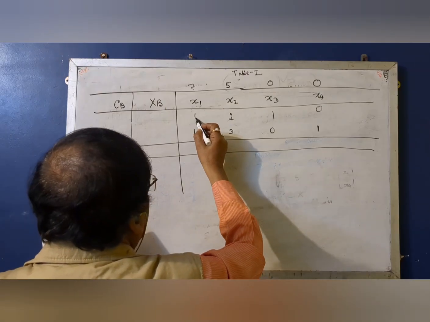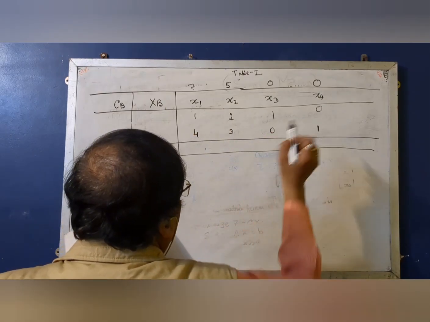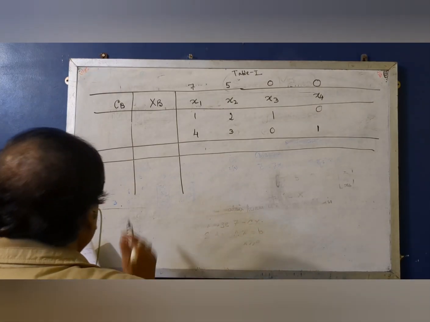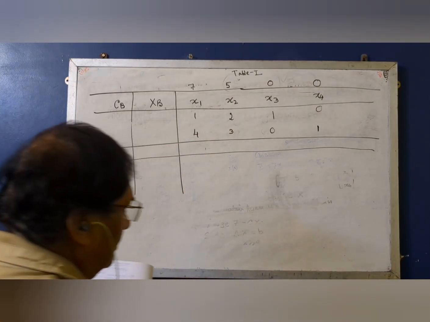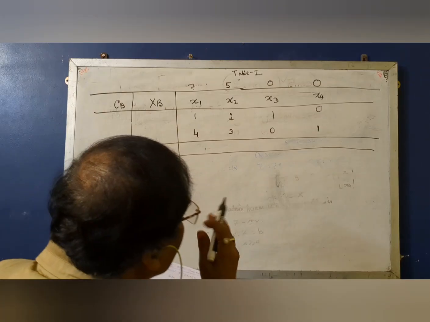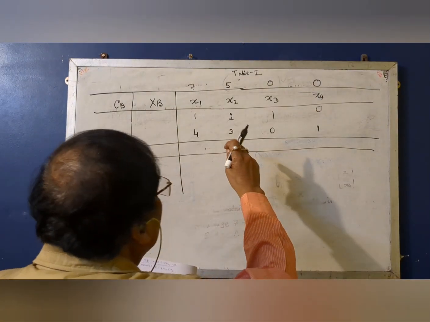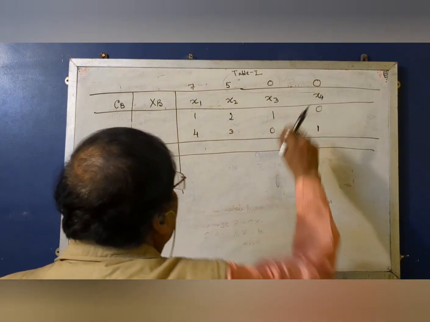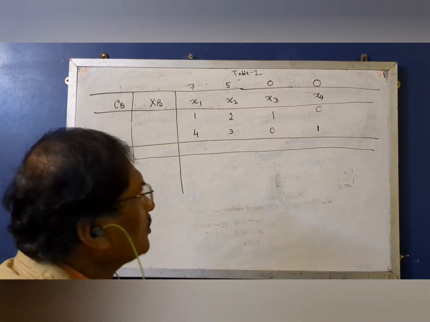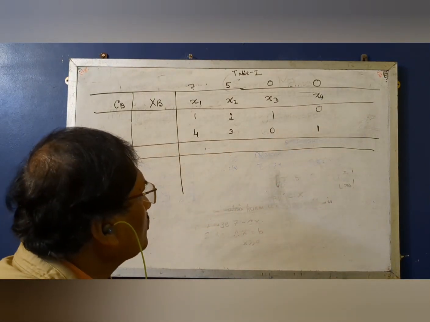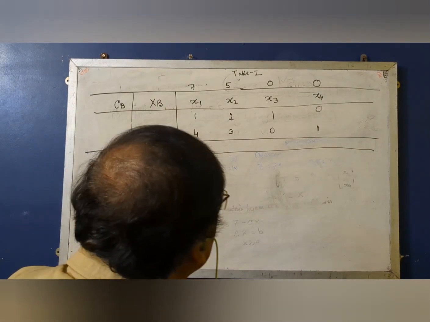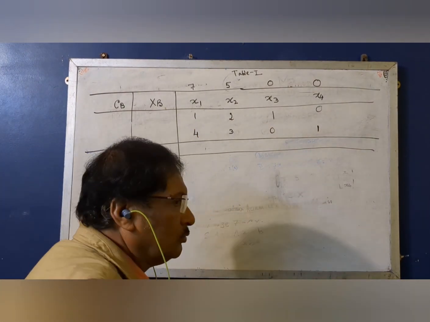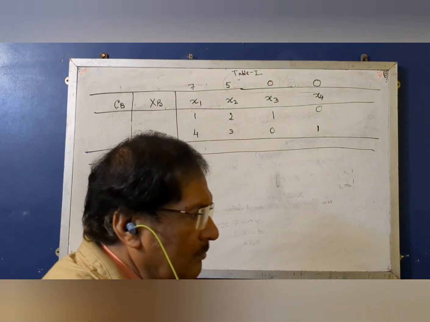A means the matrix 1 4 2 3 1 0 0 1, which I have already shown just now. And here is the problem. Two equations are given, but the number of variables is 4. That's why, to solve it in a unique way, you have to put at least two variables equal to 0, because two variables and two equations you can solve in a unique way.